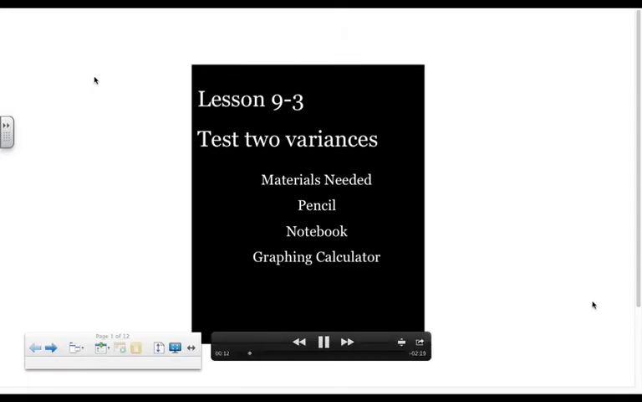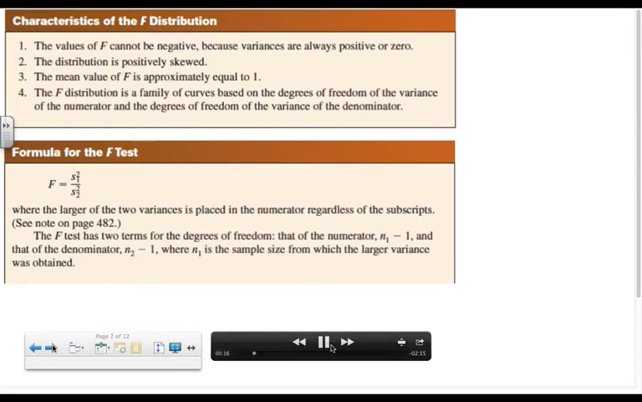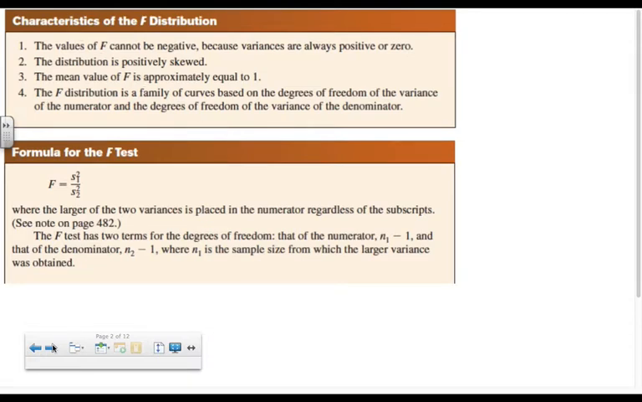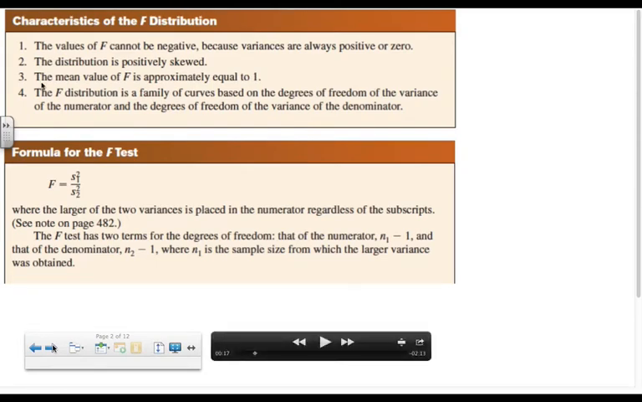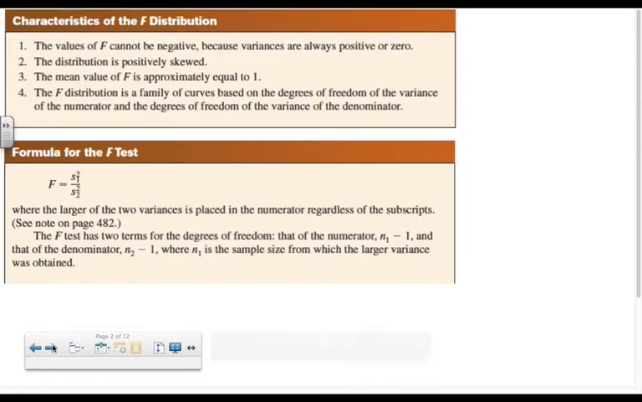We're going to start with what does this mean, and these tests are actually fairly easy compared to some of the ones we've done before. First of all, you need to realize the value of F cannot be negative because variances are always positive or 0. The distribution is positively skewed, that's not that important. The mean value of F is approximately equal to 1, and the F distribution is a family of curves based on degrees of freedom of variances of the numerator and the denominator.